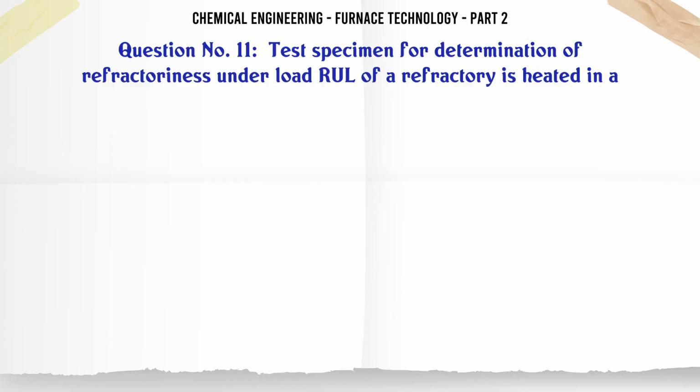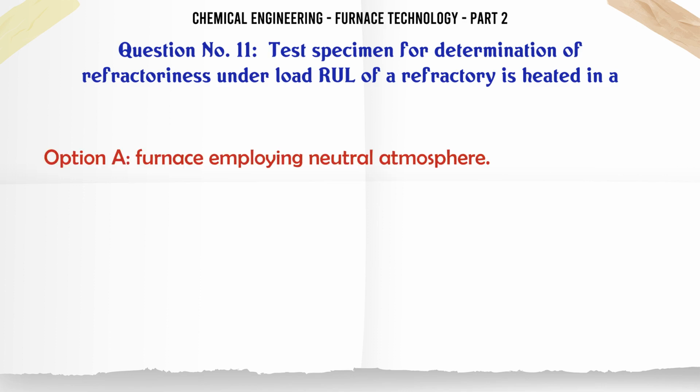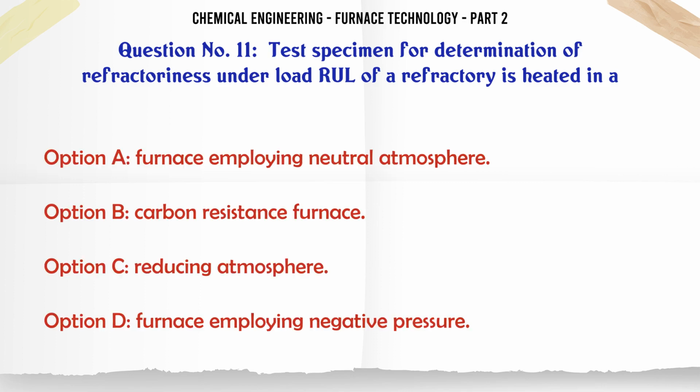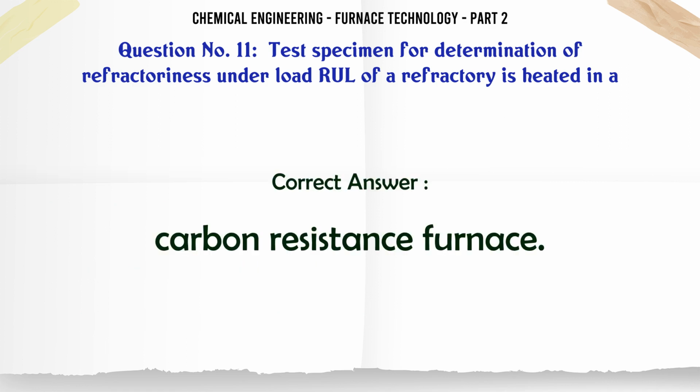Test specimen for determination of refractoriness under load, RUL, of a refractory is heated in A. Furnace employing neutral atmosphere. B. Carbon resistance furnace. C. Reducing atmosphere. D. Furnace employing negative pressure. The correct answer is carbon resistance furnace.